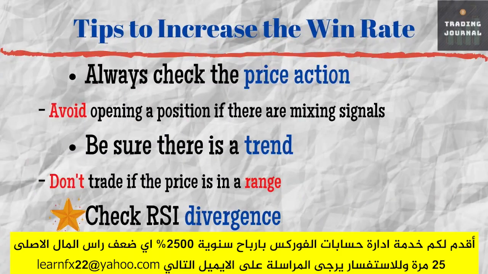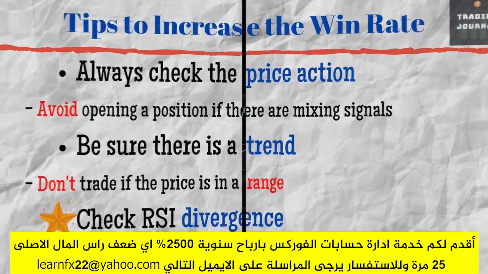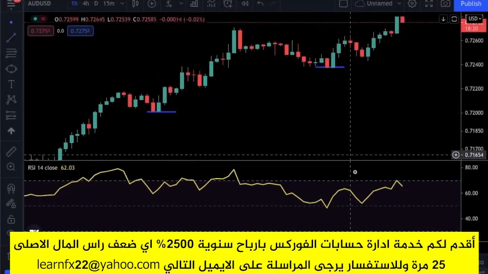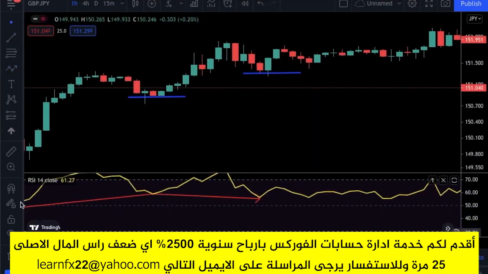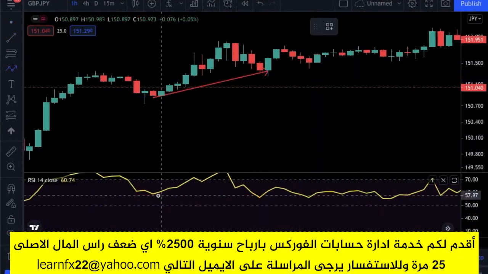Last, you can keep an eye on the RSI divergence. It is always smart to check the hidden and regular divergences before opening a position to avoid false signals. If you don't know how to use them, please check out the video above.